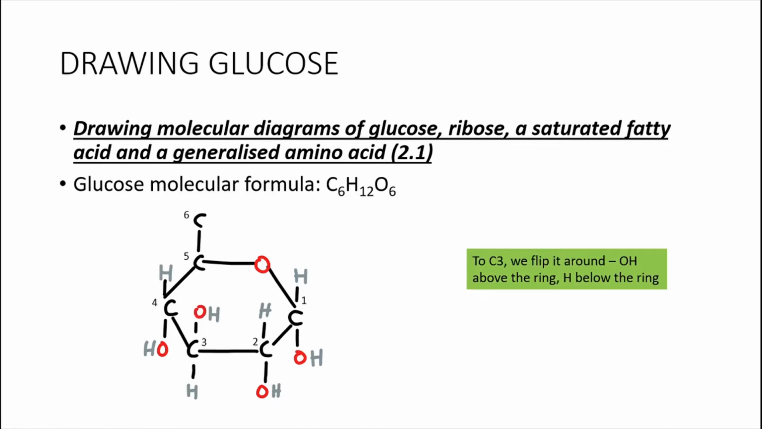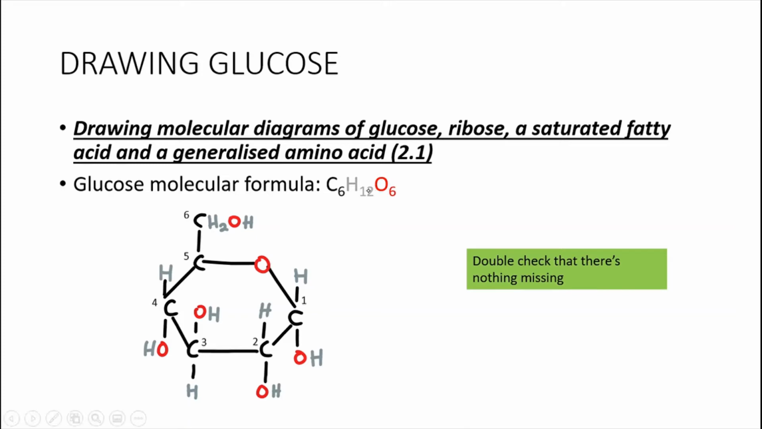Then we add an OH and an H to carbon 3. But the difference is that our OH is on the top instead of our H, and our H is on the bottom instead of our OH. So it's flipped around for carbon 3. For carbons 1, 2, and 4, it's H on top, OH on the bottom. For carbon 3, it's OH on the top, H on the bottom. For carbon 6, we add CH2OH, and then we can count and see what is remaining for us to add.